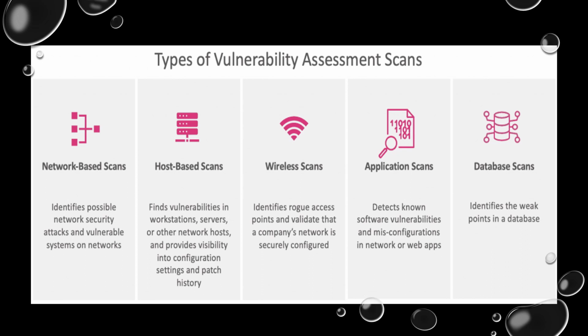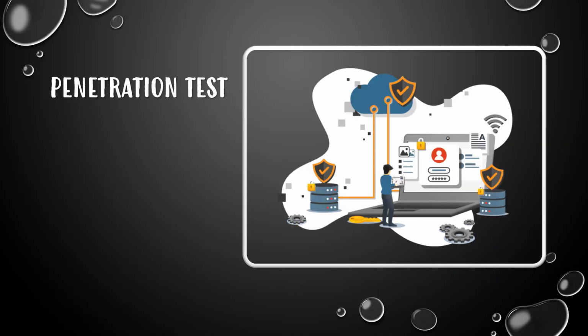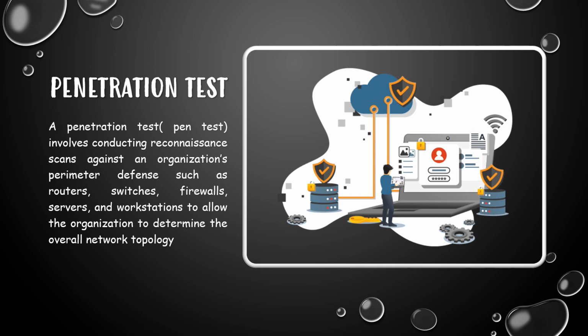Moving on to the penetration test. A penetration test, or pen test for short, involves conducting reconnaissance scans against an organization's perimeter defense, such as routers, switches, firewalls, servers, and workstations, to allow the organization to determine the overall network topology. The information gathered can identify the attack vector in an attempt to penetrate targeted systems to see whether they can be compromised using known vulnerability scans and exploits. The overall plan is to map the entire network and perform an assessment to make sure any vulnerable devices are identified and patched frequently.